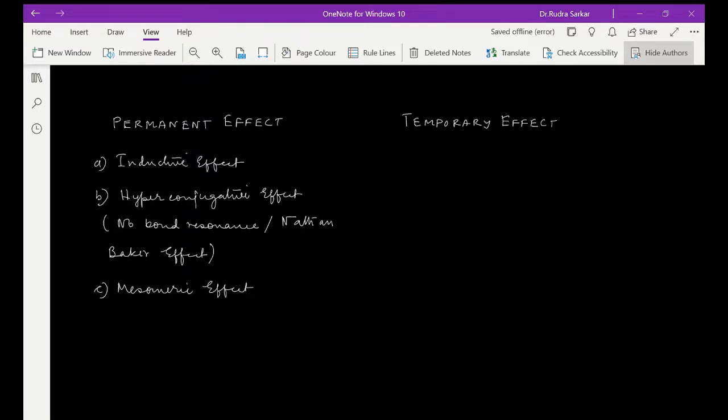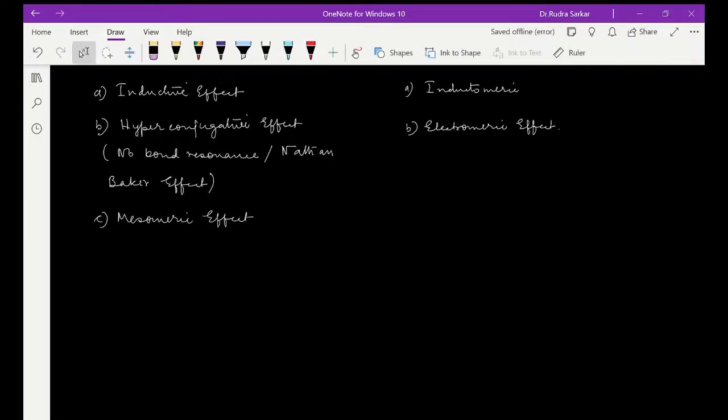whereas in temporary effect you have two topics which are known as the inductomeric and electromeric effect. Okay, so what we're going to do, we're going to first discuss what is an inductive effect.